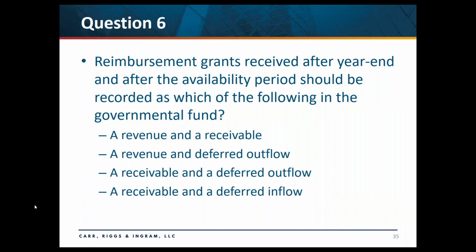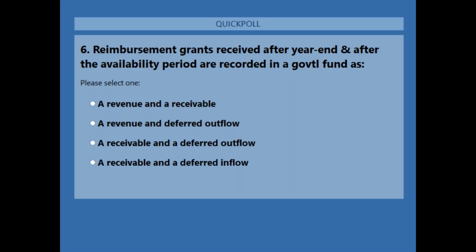So we're going right back into another question. Reimbursement grants received after year end and after the availability period should be recorded as which of the following in a governmental fund? A revenue and a receivable, a revenue and a deferred outflow, a receivable and a deferred outflow, or a receivable and a deferred inflow. It's like we're taking the CPA exam again here.